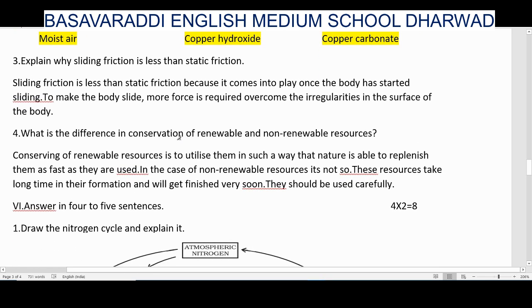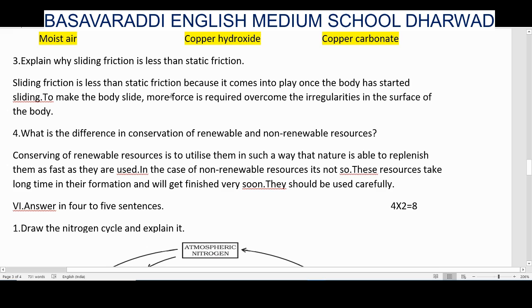Moving on to the third question. Explain why sliding friction is less than static friction. You need to explain why this sliding friction is very less compared to static friction. Sliding friction is less than static friction because it comes into play once the body has started. So you can find this sliding friction when that particular body or object is in movement, already moving, or has started to slide.